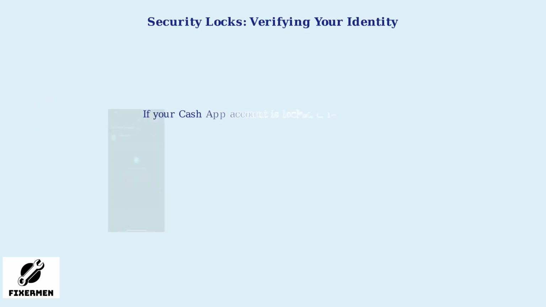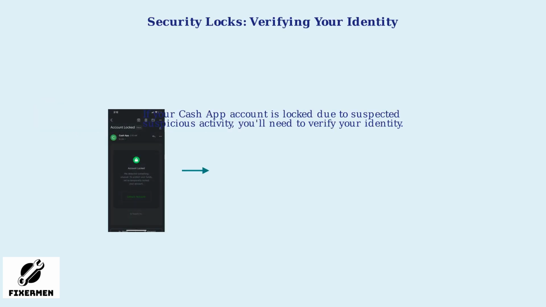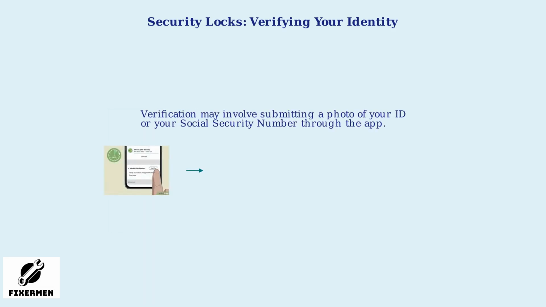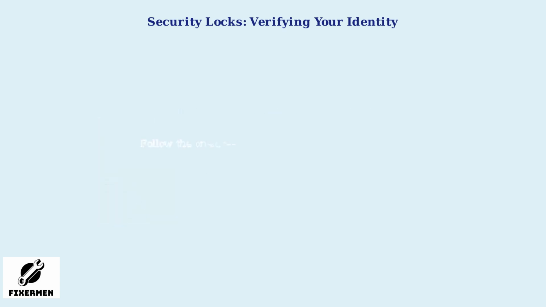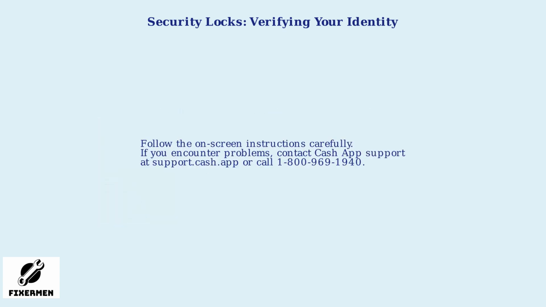If your Cash App account is locked due to suspected suspicious activity, you'll need to verify your identity to regain access. The verification process may require you to submit a photo of your government-issued ID or enter your social security number directly in the app. You'll need to complete a verification form, providing details like your full name, date of birth, driver's license number, and state of issue. Then, upload a clear photo or scan of your ID. Follow the on-screen instructions carefully to complete the verification.